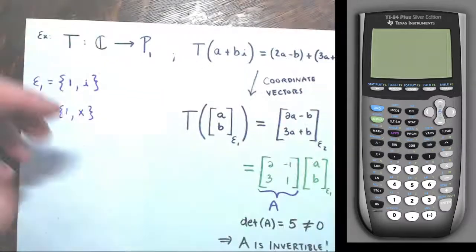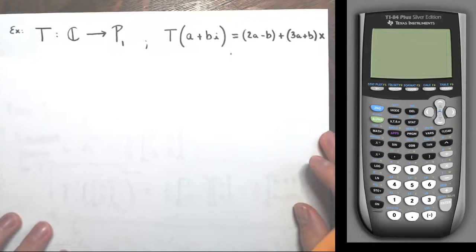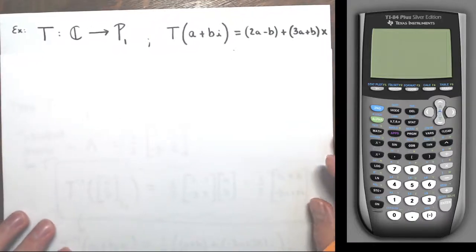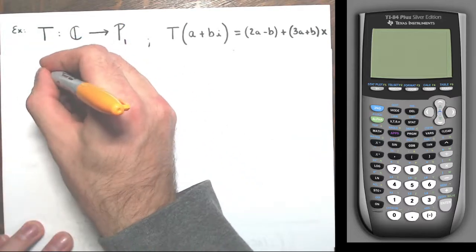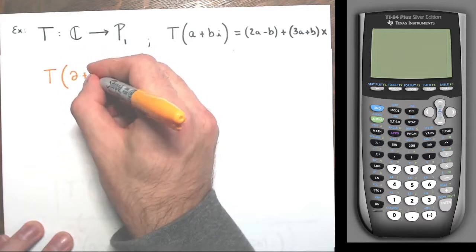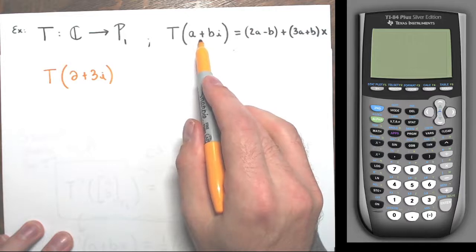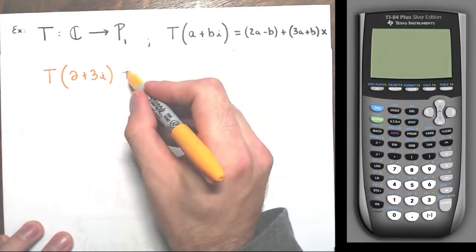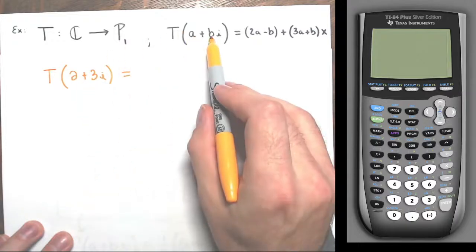All right. T was this linear transformation from C, the complex numbers, to P1, the polynomials of degree 1 or less. So let's find T of 2 plus 3i. I plug a complex number into T, and according to the rule, everywhere there's an a, I replace it with 2. Everywhere there's a b, I replace it with 3.